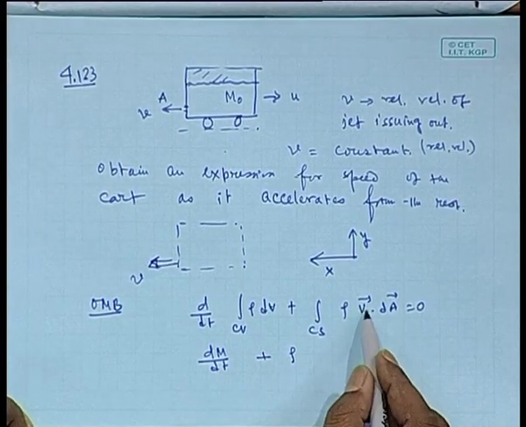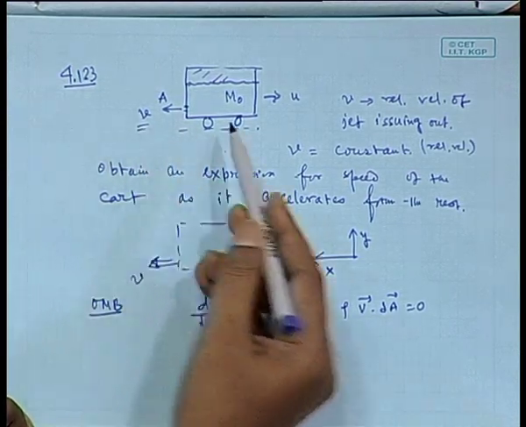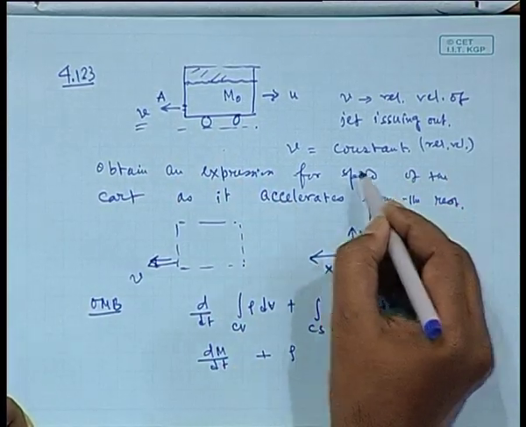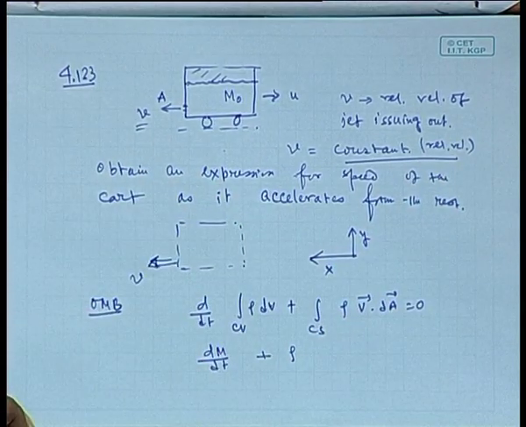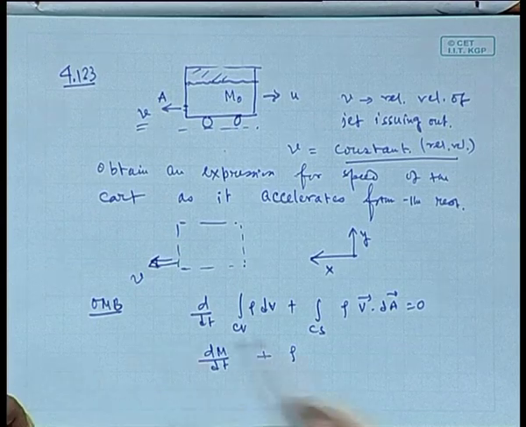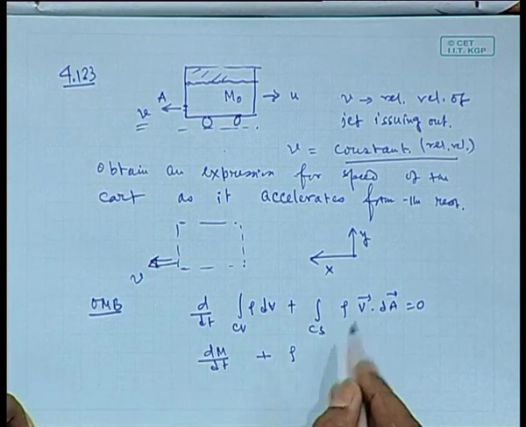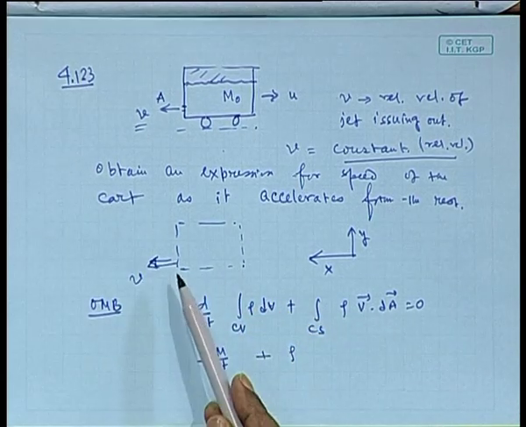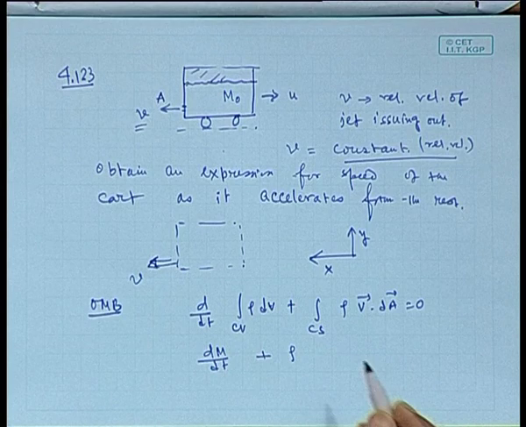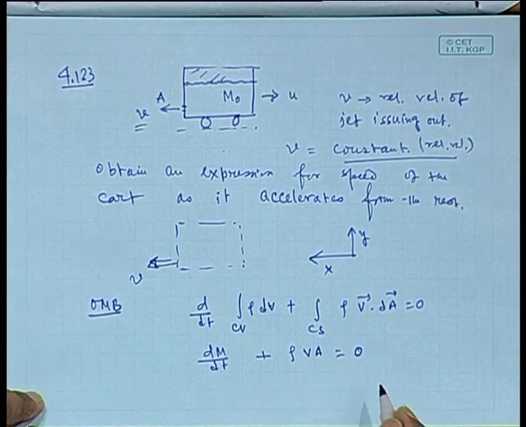this v is directly negative in relative velocity. So, you need not write it v minus u, it is given in the problem, it is the relative velocity directly, because this v is not measured from the fixed frame of reference, it is measured with respect to the moving frame of reference. Now, v and the direction of normal to the area are in the same direction, so there are no negative signs. So, it will be rho v A is equal to 0.